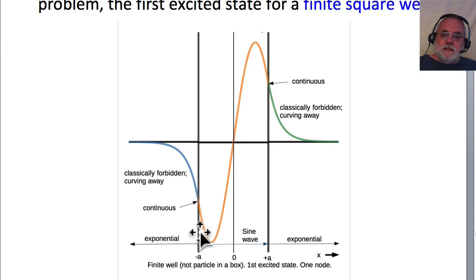It is a sine wave within the well, but it is exponentials beyond the well. So within the well, the wave function is curving toward the axis, but outside the well, the wave function is curving away from the axis. Away.